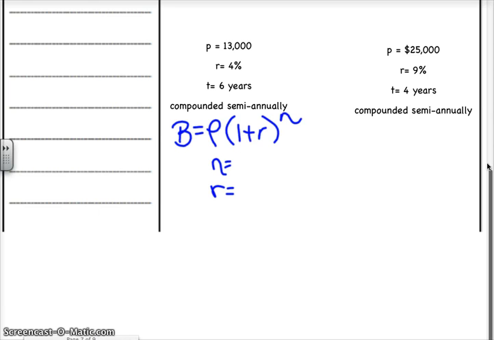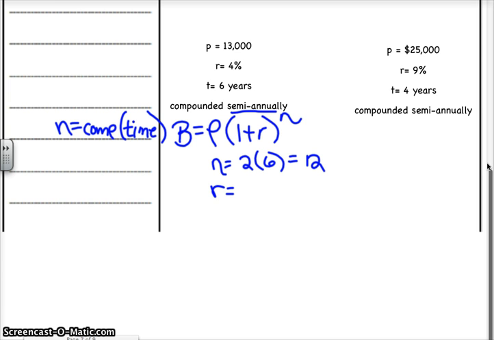I have to keep in mind that I'm compounded semi-annually. How many times is semi-annually? Twice. So my n, according to what we said, n is equal to compounds times time, right? So my compounds is 2 times my time is 6, n is 12. My interest rate, r, was equal to my rate divided by my compounds, right? Well, my compounds is 2 because I'm semi-annual, so I'm dividing that 4% by 2. So it's 4% divided by 2 is 2%, which we say 0.02.